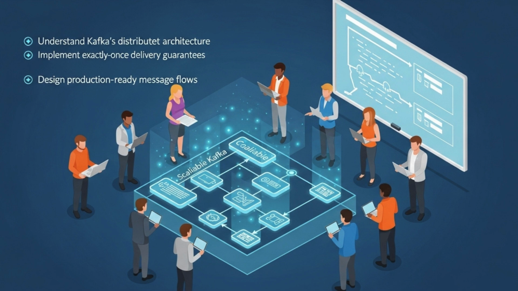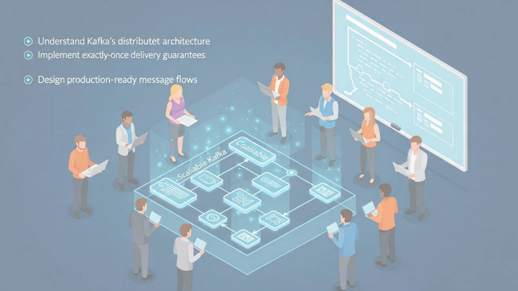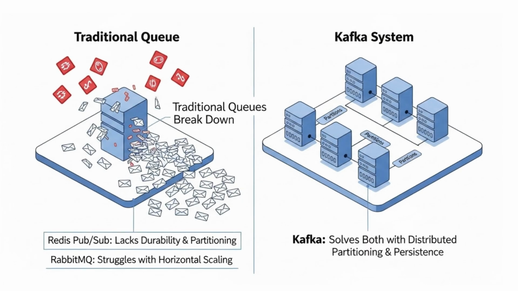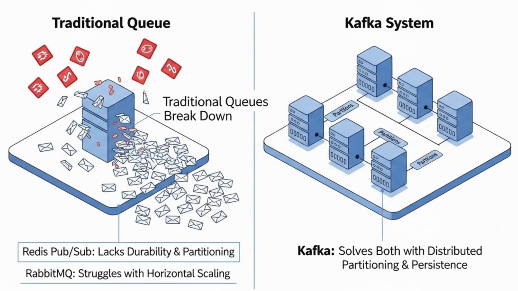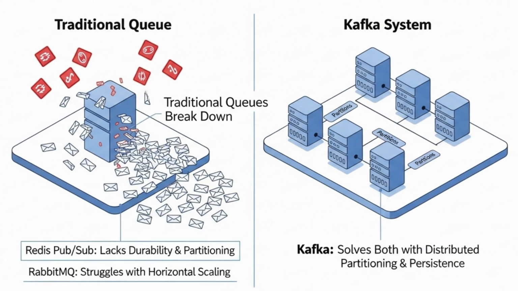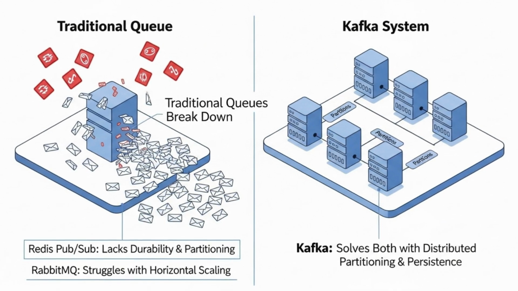Let's get started. Imagine a system like a large social network. When a user posts an update, it's not just one event. That single action can trigger a cascade of downstream processes, updating timelines for thousands of followers, sending notifications, calculating trending topics, and even feeding recommendation engines. This creates an enormous volume of messages that traditional message queues often struggle to manage.